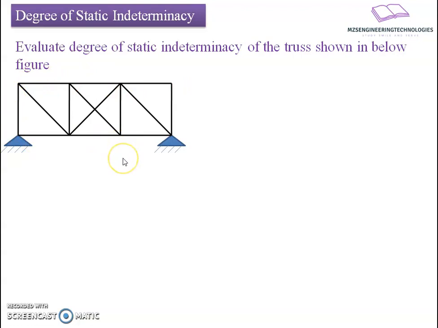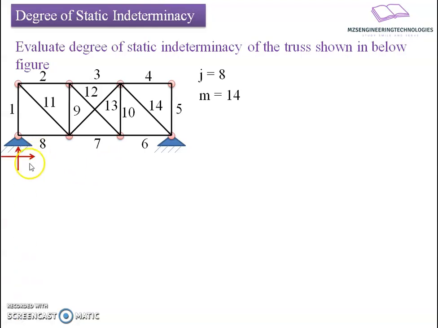For that, let's start with the count of joints first. The number of joints equals 8. Then count of members. The number of members equals 14, and the number of unknown forces here. Since the ends are hinge supports, they will lead to the development of two reactive forces due to restriction along the translation displacements. So end A will have two unknown reactive forces, and the other end will have two reactive forces. In all, total reactive forces are 4.